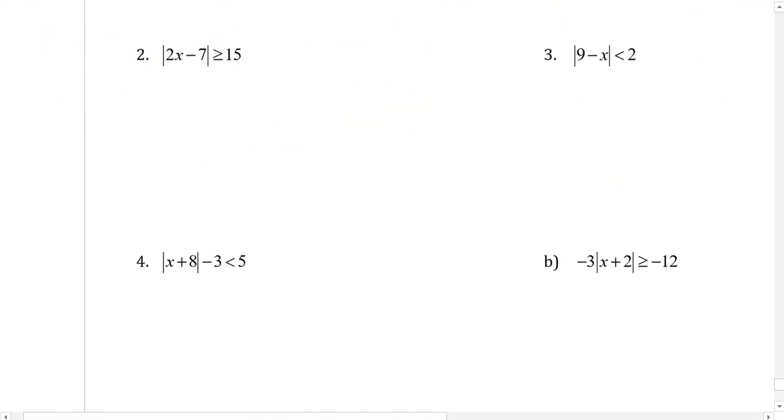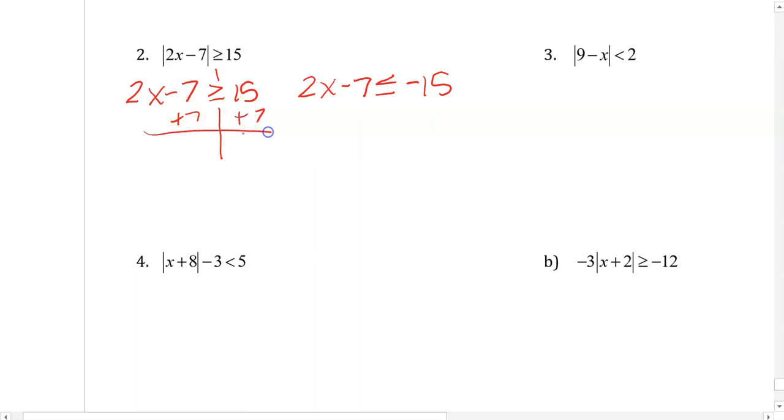But now we have where either the value inside of our absolute value, 2x minus 7, is greater than or equal to the positive outcome, or the value inside of the absolute value is less than or equal to the negative of that problem. So let's solve these one at a time. So 2x minus 7 greater than or equal to 15. I'll add 7 to each side. 2x is greater than or equal to 22. I divide both sides by 2. And x is greater than or equal to 11.